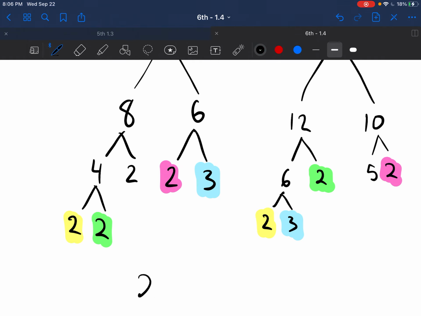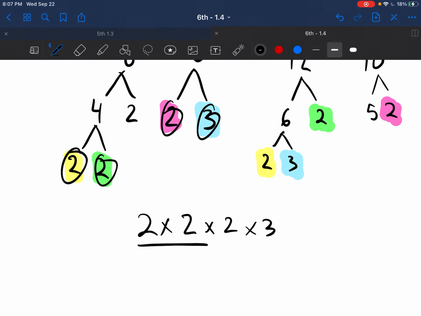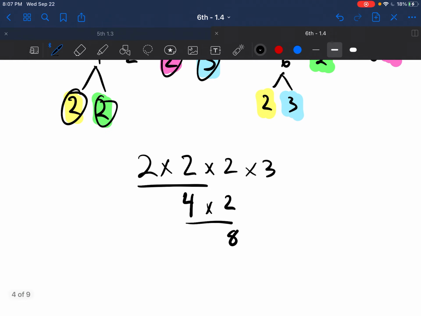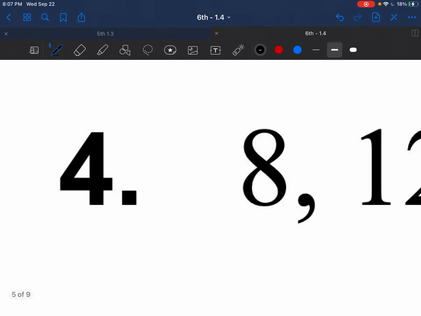So I have a 2, this 2, times this 2, times this 2, times this 3. Let's see what we get. 2 times 2 is 4. 4 times 2 is 8. And then 8 times 3 is 24. So our greatest common factor for this problem is 24. All right, let's try another one. It's question number 5.